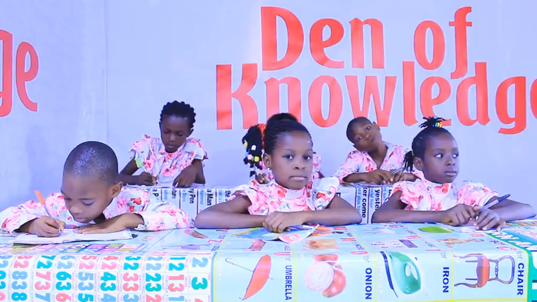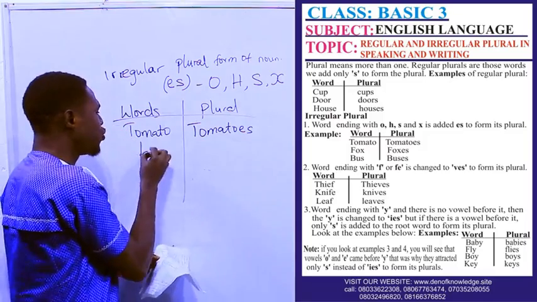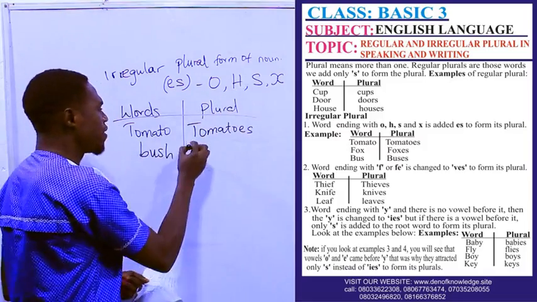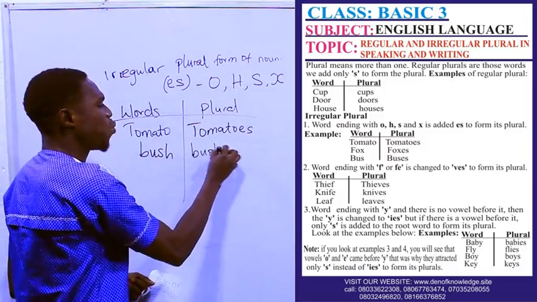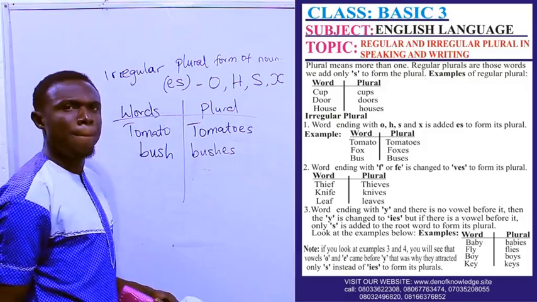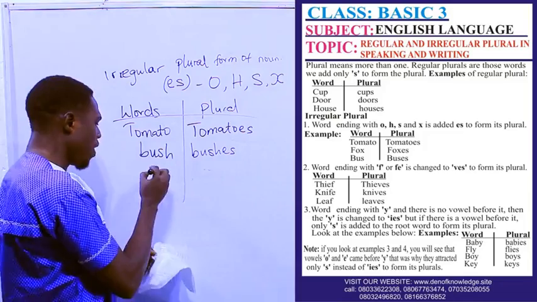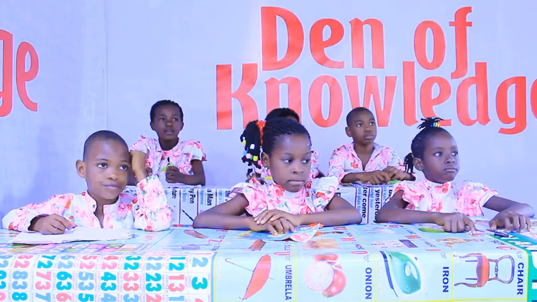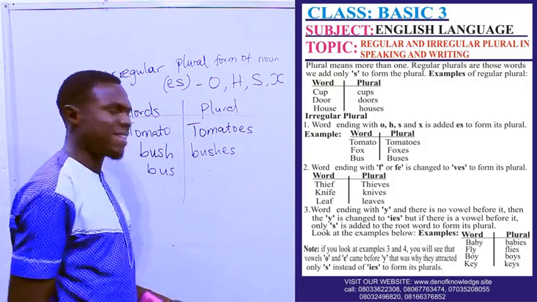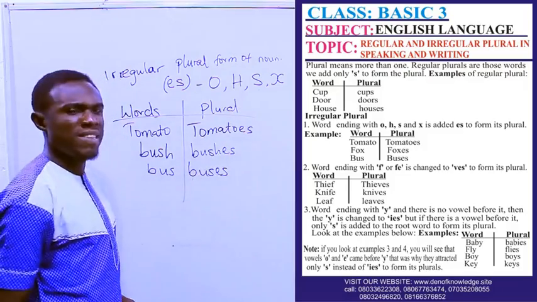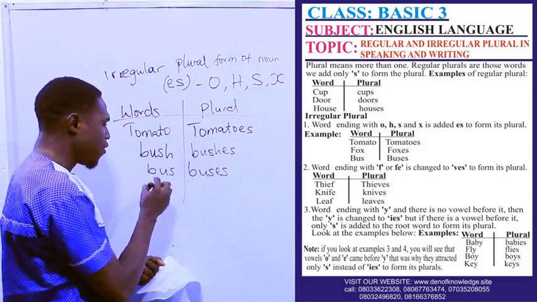Tomatoes. We have the second one, bush. Bush ends with what? Letter H. You still do the same thing, just add es. It becomes bushes. We have the next one. We have bus. Bus ends with what? Letter S. Therefore, you add es. It becomes buses.